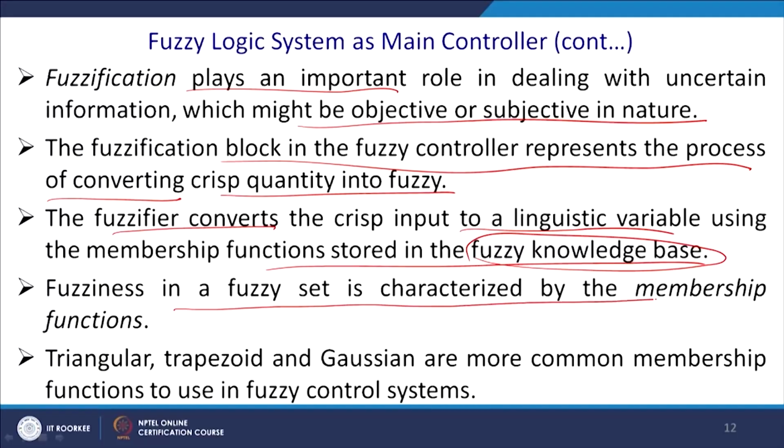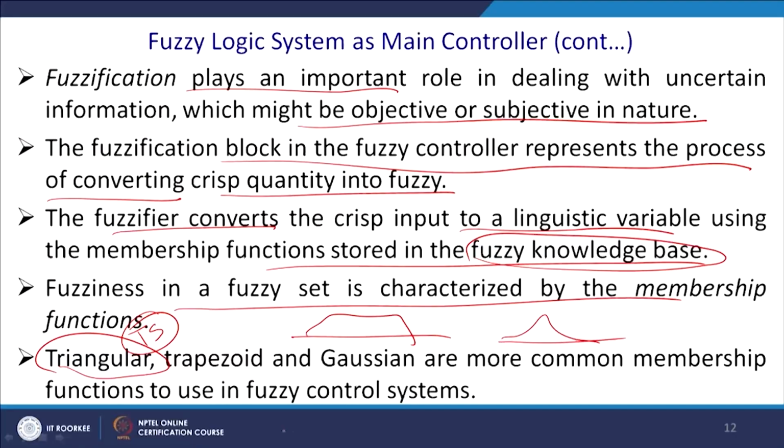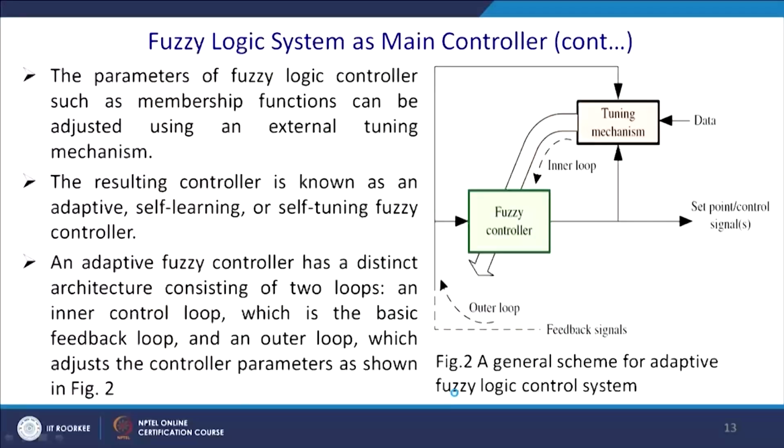Fuzziness is the fuzzy set characterized by the membership functions. There are different kinds of functions you can choose. Triangular, mostly in a TS fuzzy we choose triangular. It can be trapezoidal, it can be Gaussian, or it can be this kind of thing, sigmoid, and so many others are there, and these are common membership functions used in fuzzy logic control. The parameters of a fuzzy logic controller, such as membership functions, can be adjusted using an external tuning mechanism. So they have to be tuned properly.